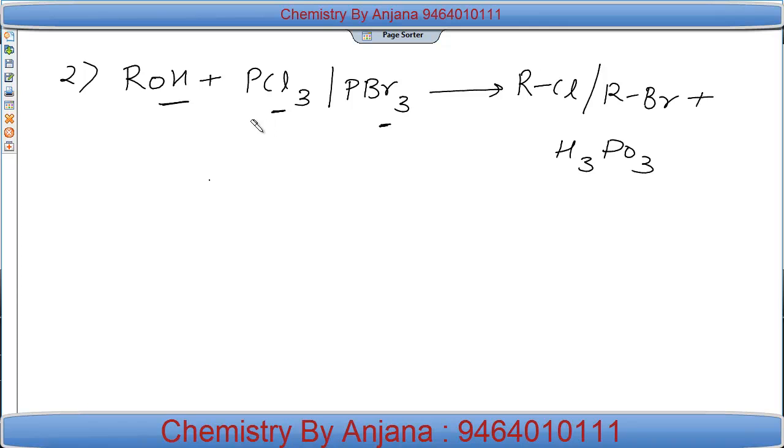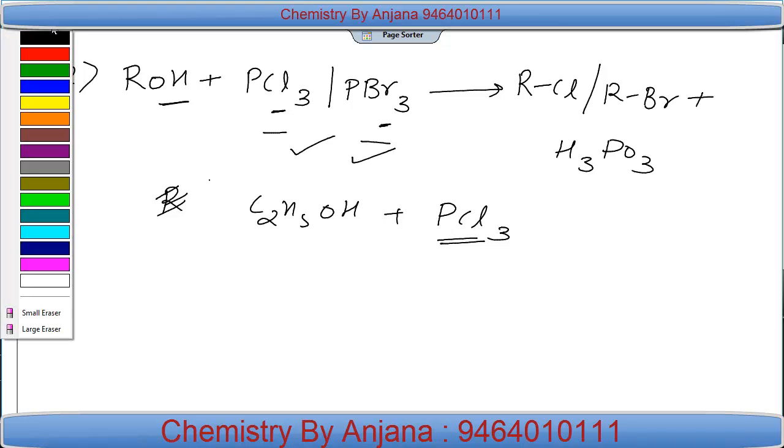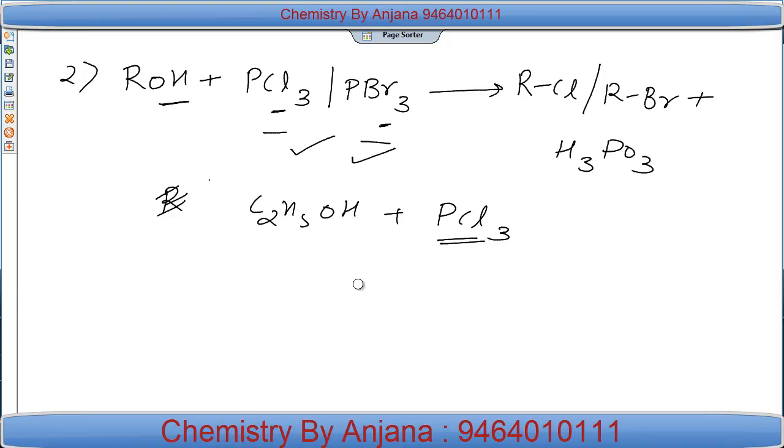Now, in this reaction, these phosphorus trihalides, phosphorus tribromide or phosphorus trichloride, whatever trihalides, we can prepare them in situ. In situ means within the reaction mixture. If I'm going to take a general example like C2H5OH alcohol with PCl3. But this PCl3, if we need to prepare in situ, what are we going to take in place of PCl3, because we need to prepare it within the reaction mixture.